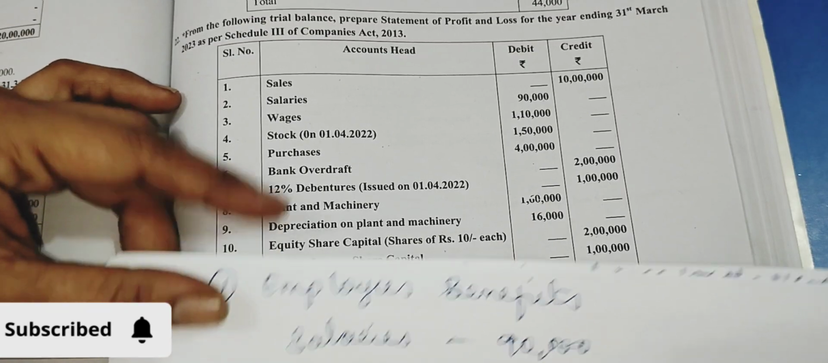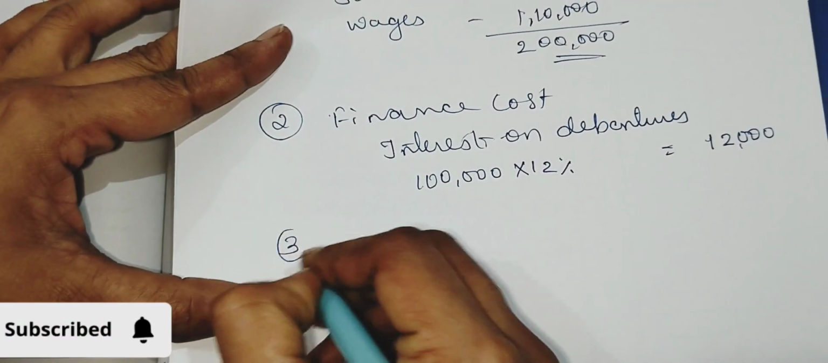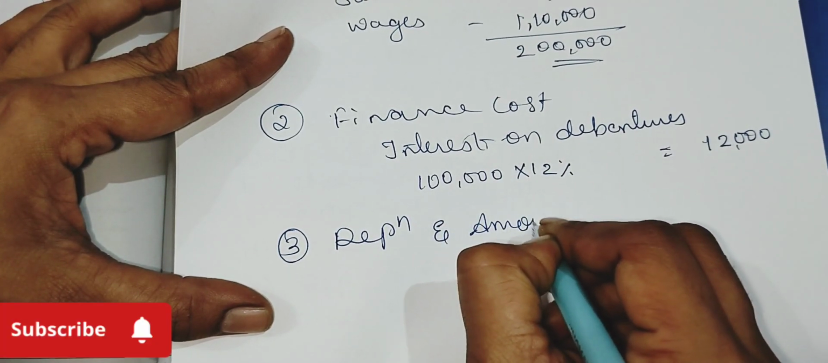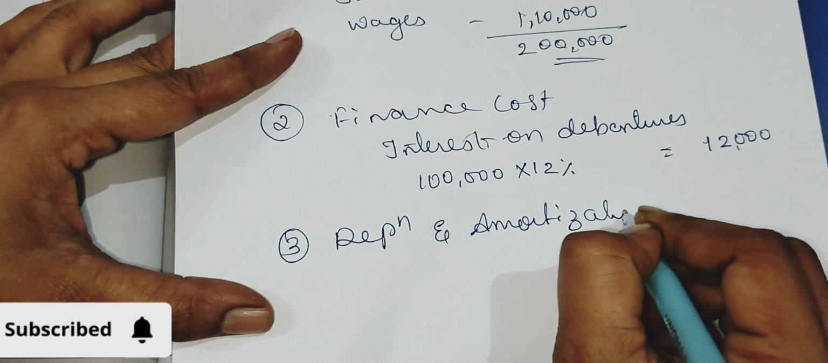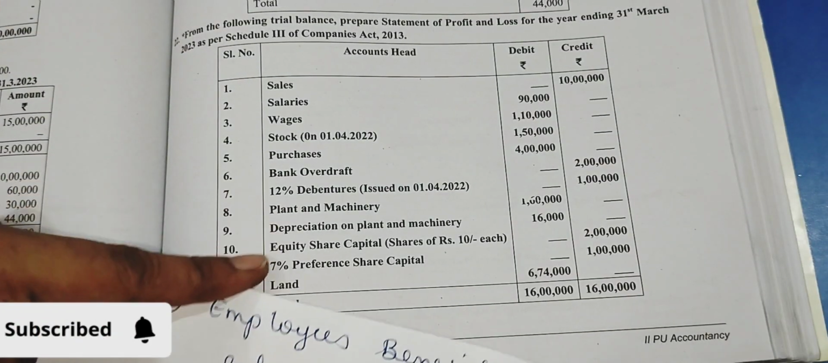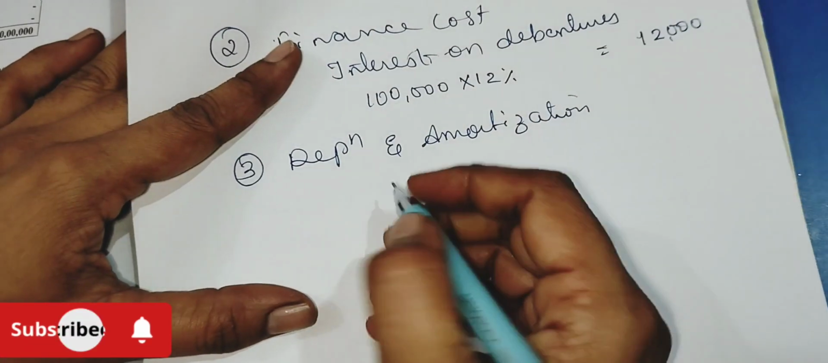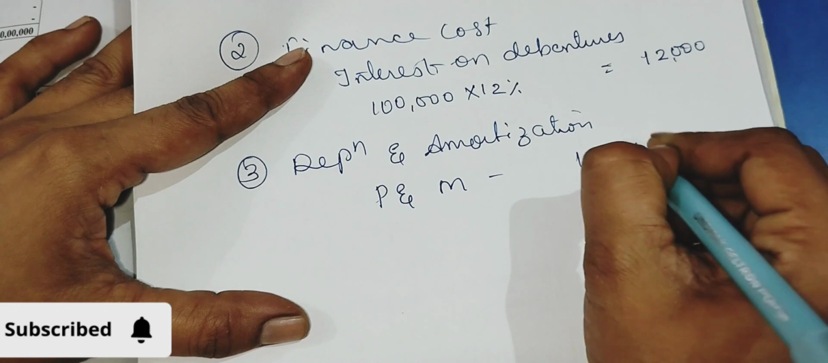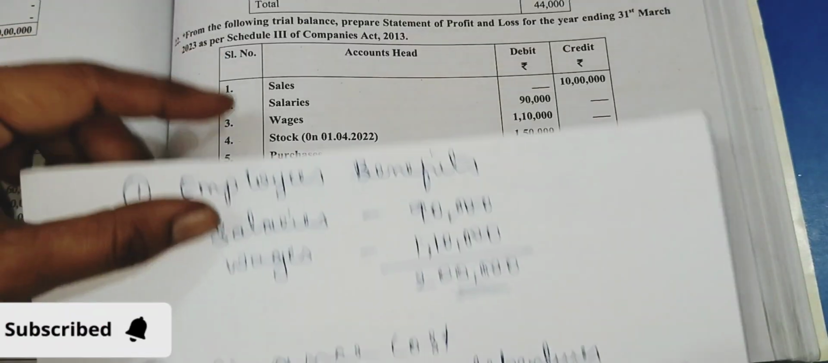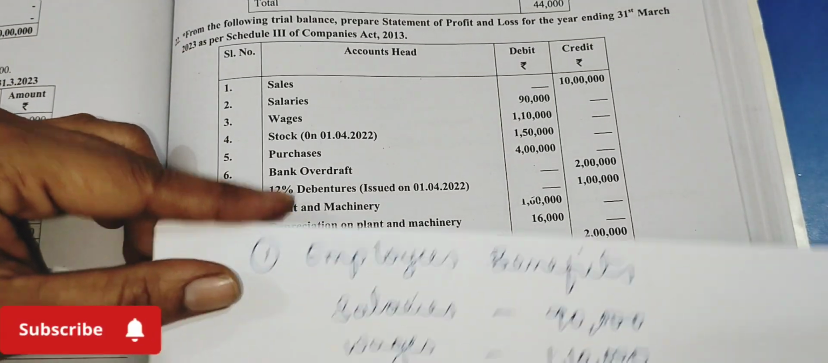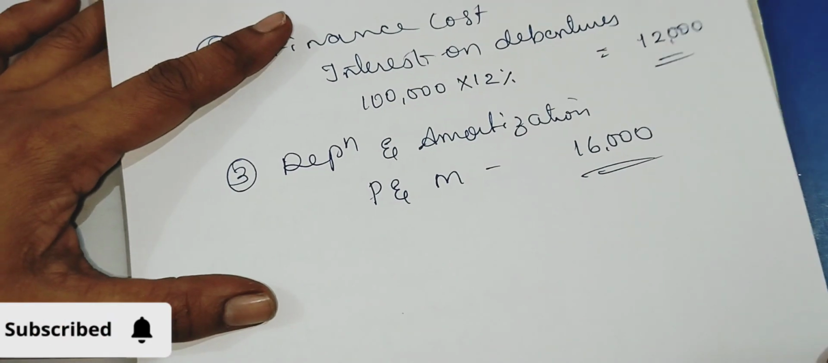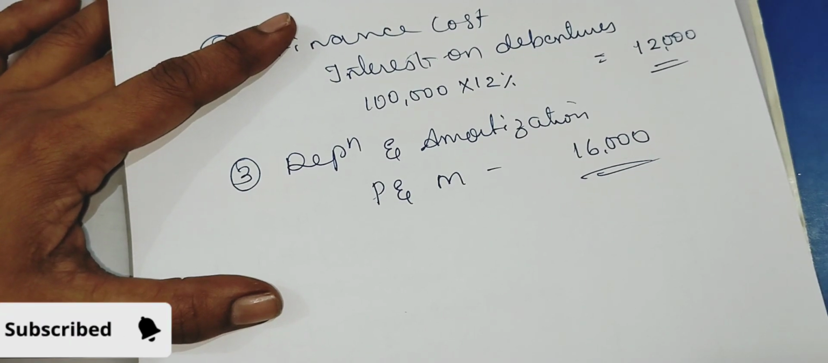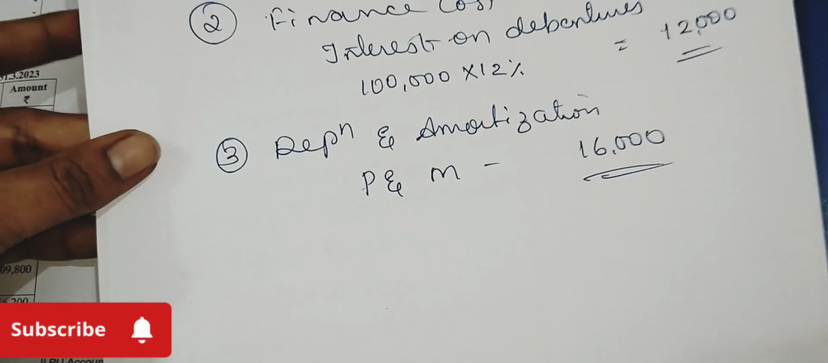Then depreciation. So depreciation and amortization, it is only on plant and machinery. Plant and machinery, it is 16,000. No other adjustments. And changes in inventory, you have to take it whether it is given or not. You have to compare opening with the closing. Here closing is nil, so only opening. So increase we are considering.